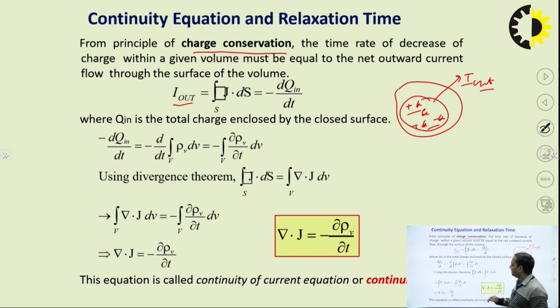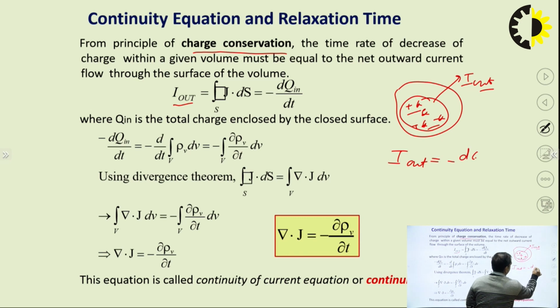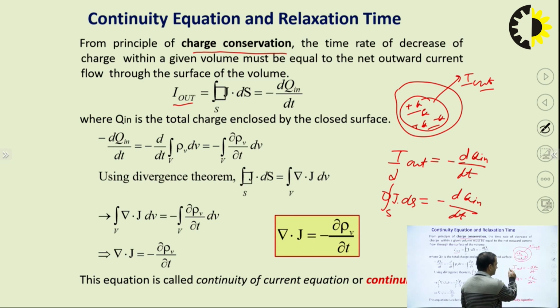So we can define I out as equal to minus dQ in upon dt. This is the basic definition of the principle of charge conservation. In place of I out, we can write the closed surface integral of J dot dS equal to minus dQ in upon dt. I think this point is clear. I out we can write as J dot dS, and here we can use the divergence theorem.